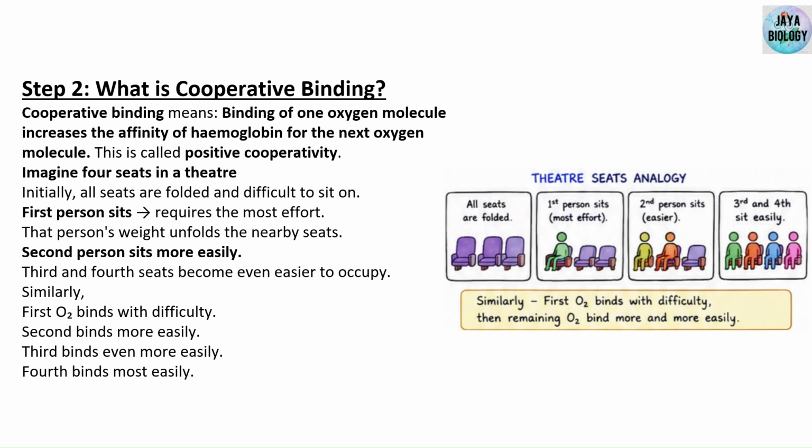Now what is cooperative binding? For this you can understand one analogy. Suppose you go to the theater, you will generally see the seats are folded. One person puts in effort to make a seat straight and sits, and because of his pressure, the next chair is easily opened, a second person can sit, then a third person can sit, and obviously all four can easily sit. This is the analogy to understand how cooperative binding works. The first oxygen binds with difficulty to the hemoglobin, but the second binds easily, the third even more easily, and the fourth very easily. Cooperative binding means binding of one oxygen molecule increases the affinity of hemoglobin for the next oxygen molecule.